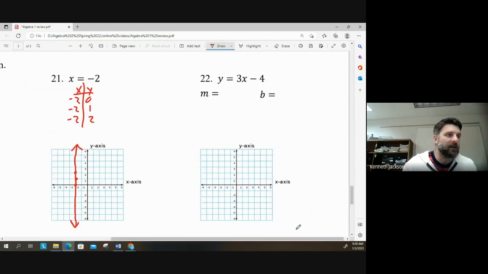And the last one here on number 22, the slope is 3. The y-intercept is negative 4. I come down here at negative 4. And then I use my slope up 3, right 1, up 3, right 1, up 3, right 1. Connect the points, and there is my line.